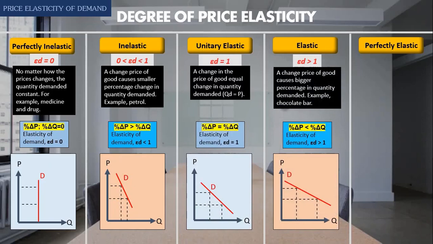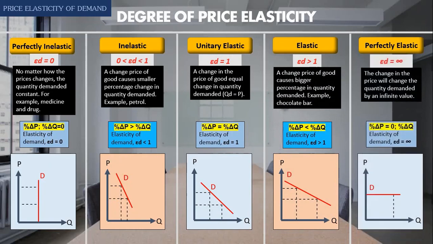Next one, elastic. A change in price of a good causes a bigger percentage change in quantity demanded. For example, when the price of chocolate increases by 5%, the quantity demanded for the chocolate will fall by 10%. The elasticity value is greater than 1. Lastly, perfectly elastic. The change in the price will change the quantity demanded by an infinite value. As you can see, the demand curve is perfectly horizontal. You will get infinity for the value of elasticity.